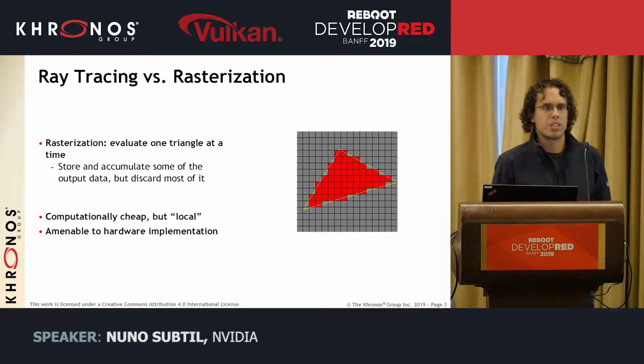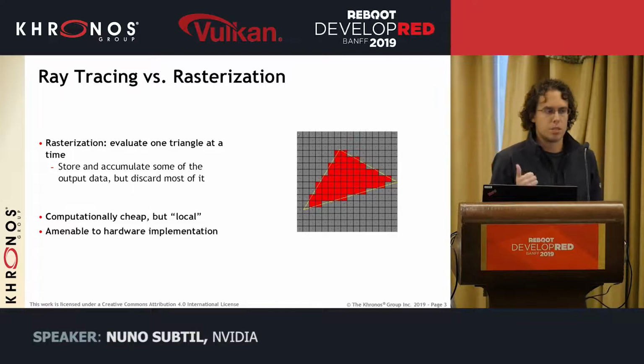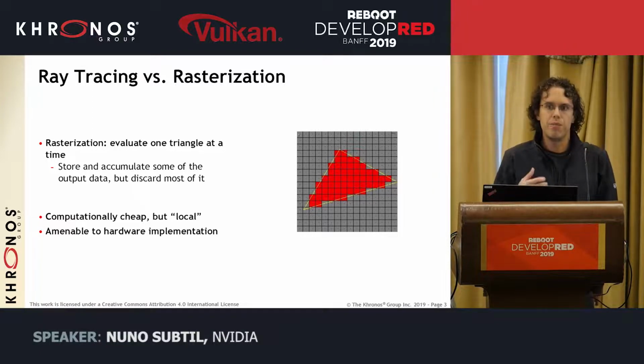And again, shadows are ubiquitous. Every scene has shadows. But it turns out that most of these effects are really, really hard to render with rasterization. So rasterization is not popular because it's easy to use. It's popular because it's computationally cheap and very, very, very amenable to hardware implementations, which is why most GPUs today are massively powerful rasterization machines.